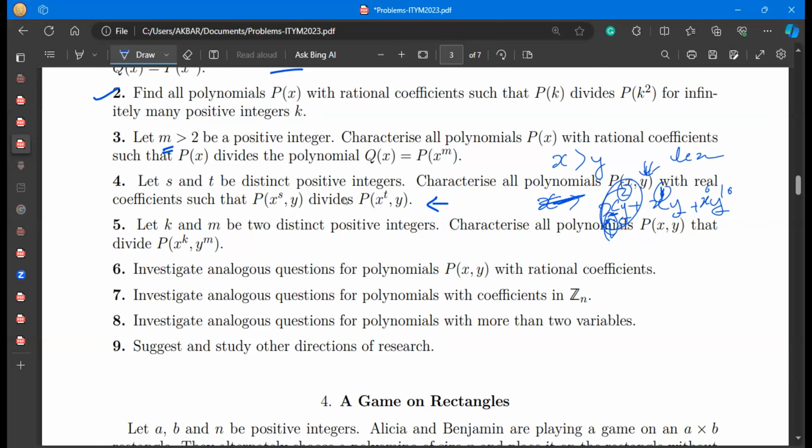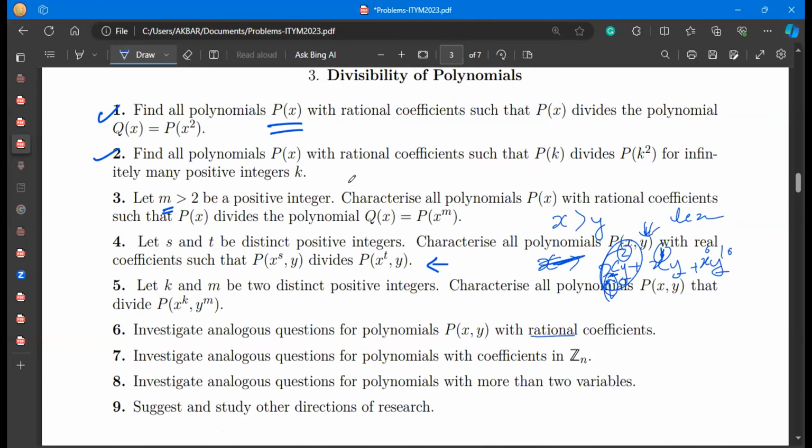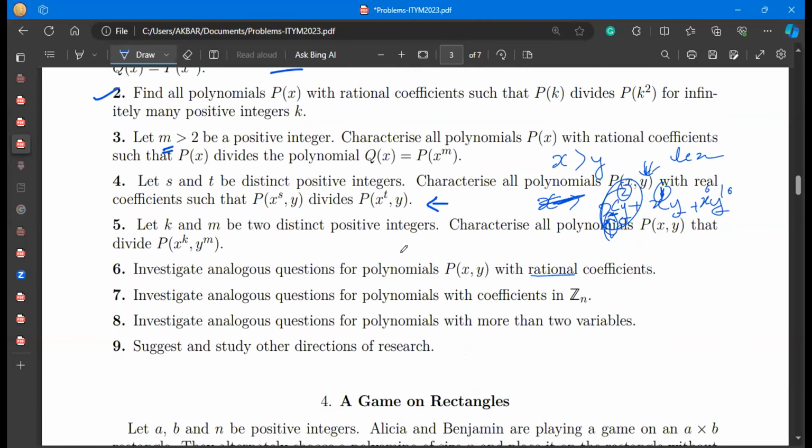Right. Analogous question for polynomials with rational coefficients. We already have rational coefficients, so I think this would be a typing mistake, because what we have been investigating is rational coefficients all the time. Analogous questions for something like real coefficients would be another dimension. Coefficients in Z_n, that is the finite case.